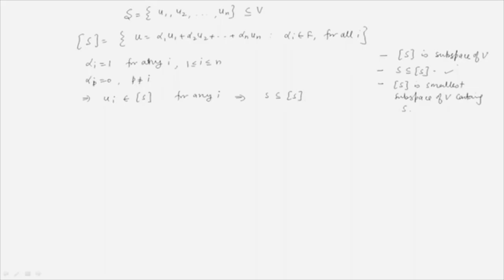Now, we have to show that it is a subspace of V. So again you take two arbitrary elements of this set, say V and W belonging to span of S, and alpha belongs to the field. Then we have to show that alpha dot V plus W is also in span of S. Since V belongs to span of S, V is some linear combination of vectors u1, u2 up to un with alpha i belonging to the field for all i. Similarly, W will be some other linear combination of u1, u2 up to un, so the scalars will be different.